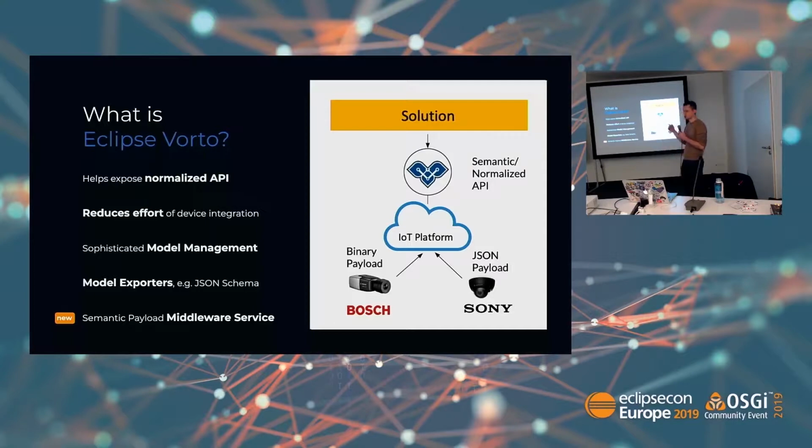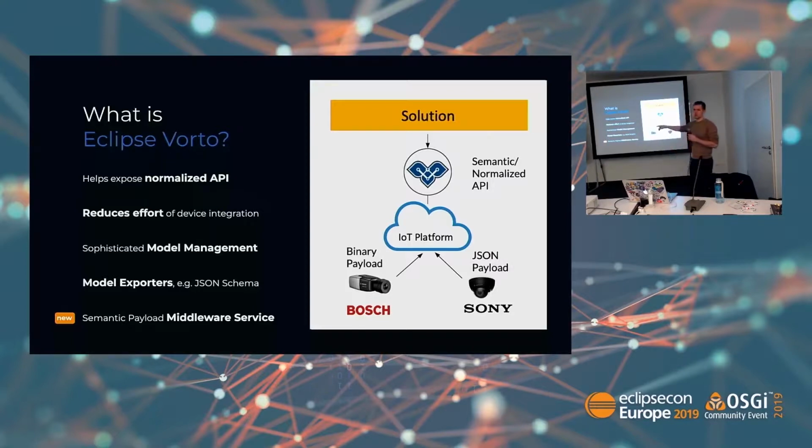Since we have this very abstract view on these devices after we created the models, we can use model exporters, plugins, and everything provided by Vorto to generate different kinds of things. In our case, this might be code stubs for integration code, which we'll also look at in a minute or two, and other things like JSON schema formats.